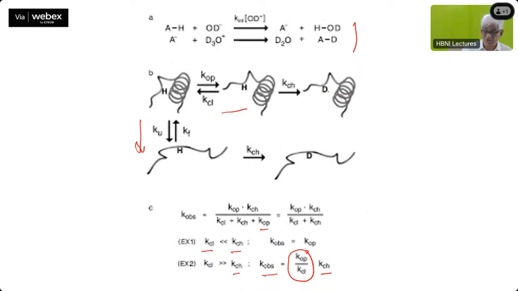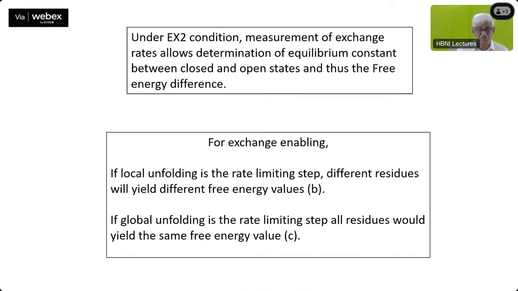Therefore, hydrogen deuterium exchange provides an extremely useful tool to measure exchange rates, find the local stabilities of the individual residues, and also the folding, unfolding mechanism. How does the protein unfold? How does the protein fold?